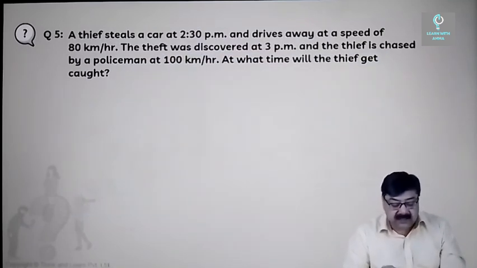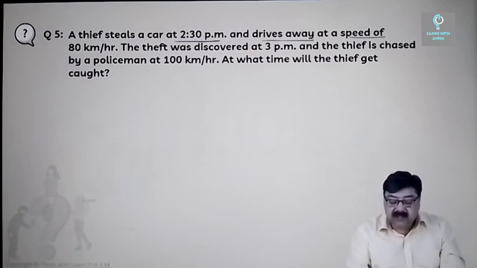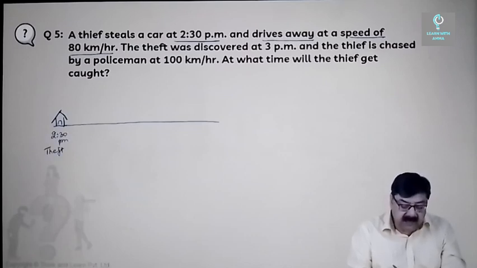Let's have a look at another question here. A thief steals a car at 2:30 p.m. and drives away at a speed of 80 kilometers per hour. Now let us say that there is a house from which a thief is going to steal a car and he does that at 2:30 p.m. This is the time at which the theft takes place.